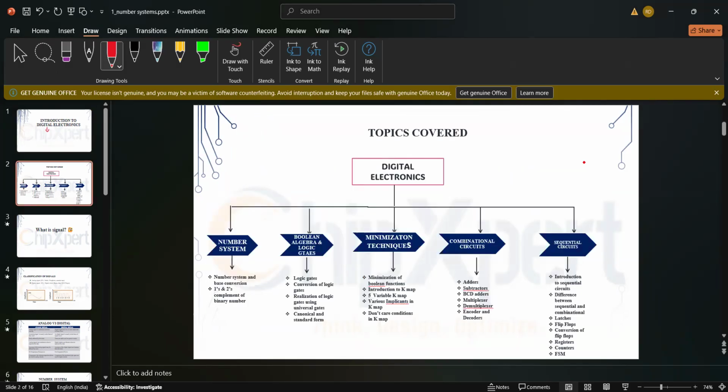So what are we going to learn in this digital electronics? We are going to learn about number systems, Boolean algebra and logic gates, minimizing techniques, combinational circuits and sequential circuits. These are the things we are going to cover in this digital electronics.